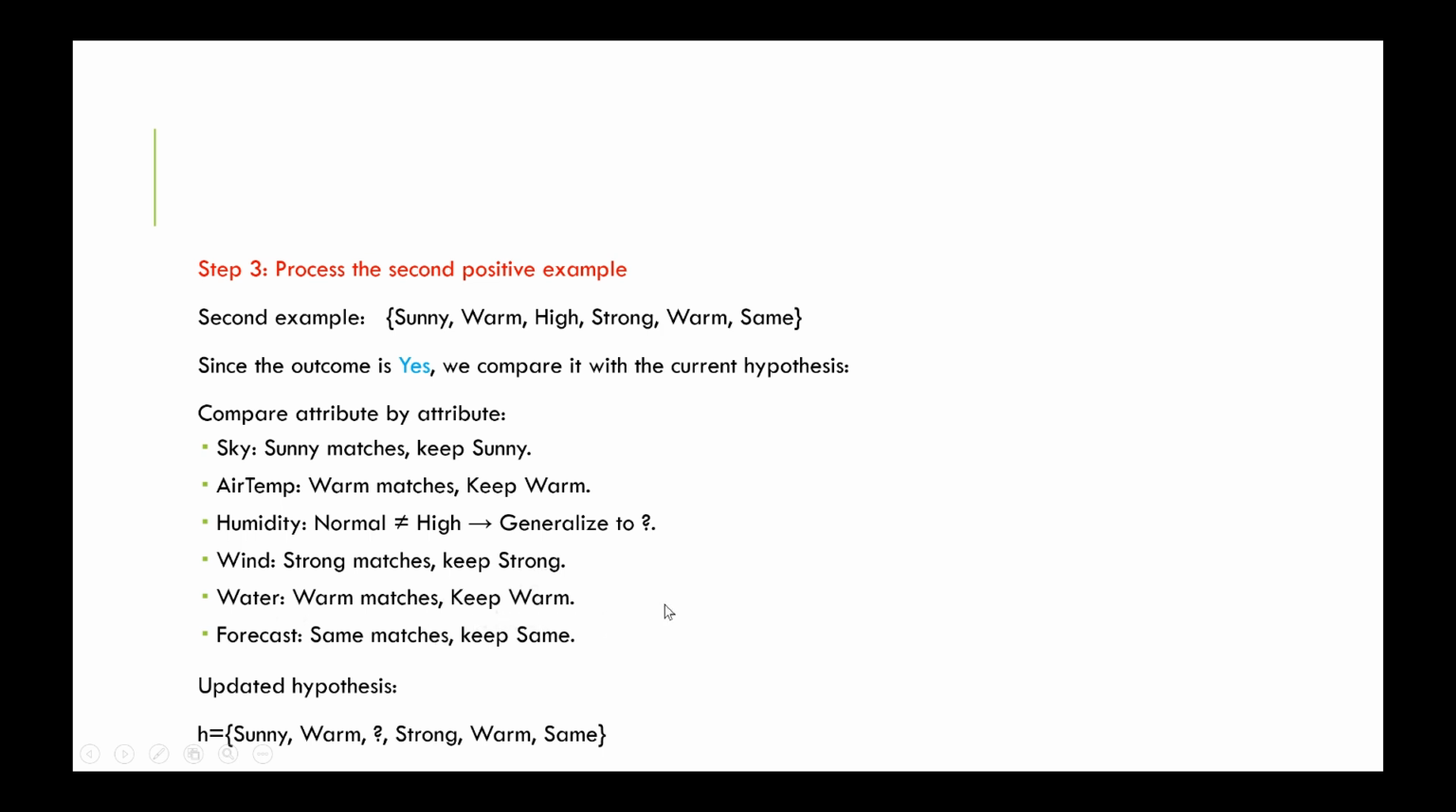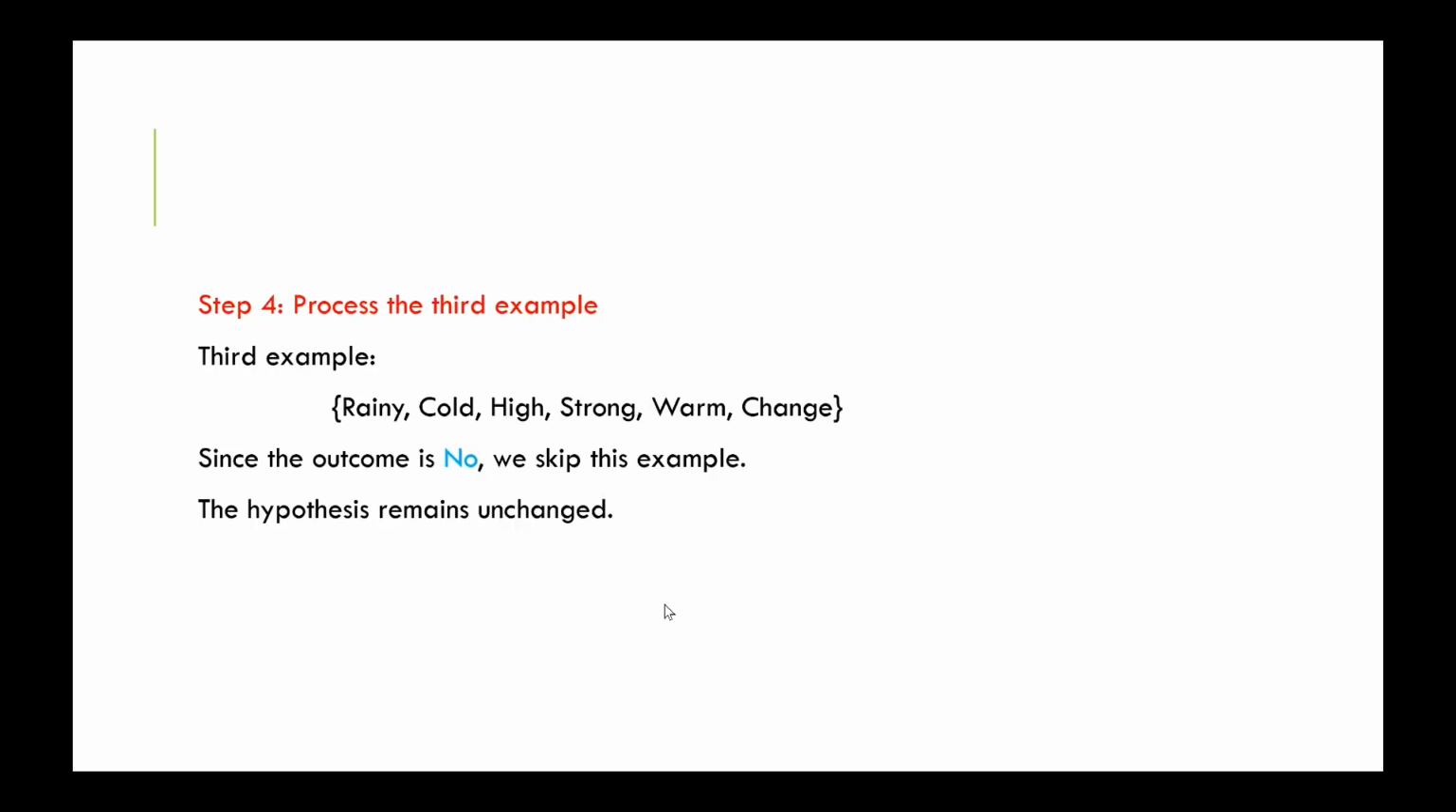In step 4 we are going to process the third example. Here the third example is rainy, cold, high, strong, warm, change, but the outcome is no. So we're going to skip this example. That means the hypothesis remains unchanged.